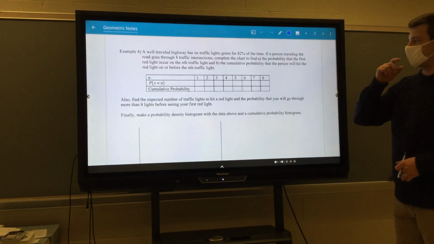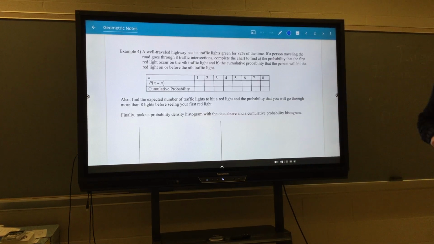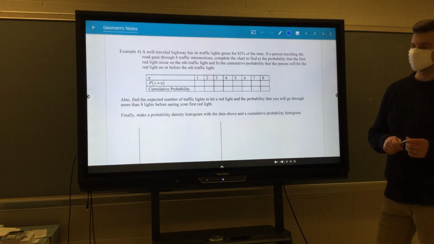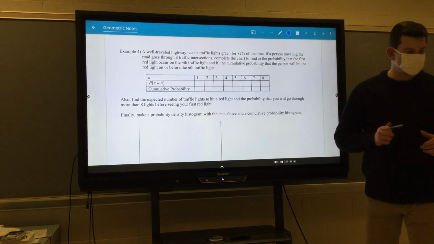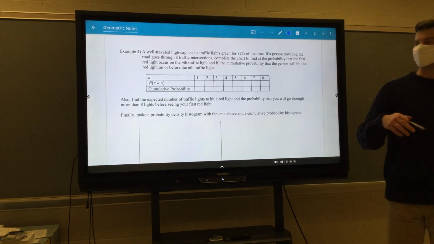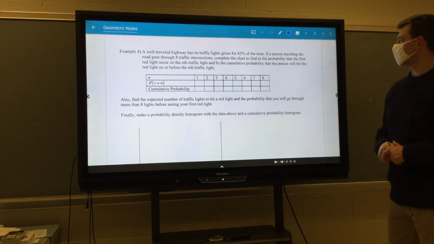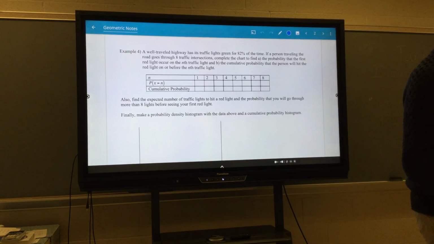All right. On our next page, we have one more practice problem. It says, a well-traveled highway has its traffic lights green for 82% of the time. If a person traveling the road goes through 8 traffic intersections, complete this chart to find A, the probability that the first red light will occur on the nth traffic light, and B, the cumulative probability that the person will hit the red light on or before the nth traffic light.